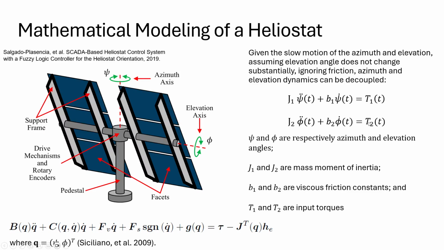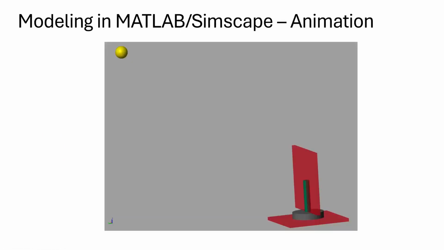And J's denote the mass moment of inertias. B, you can consider those to be viscous damping, and then T1 and T2 are the torques that are needed to generate the motion. Given both of these dynamics have the same structure, there's actually no need to study both of them. We can just study one of them to understand what the control challenges are. So that's what we're going to do.